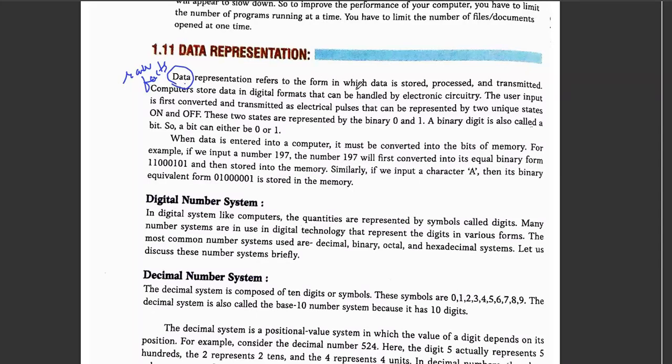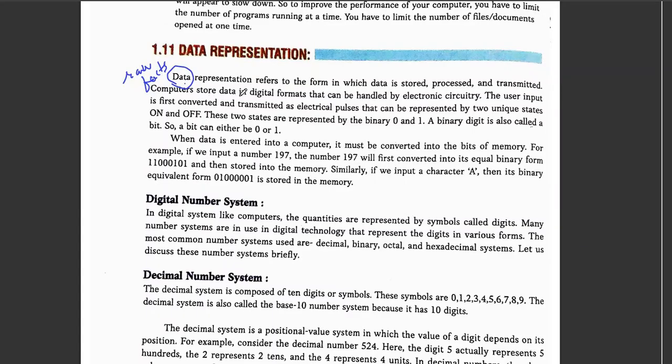Data representation refers to the form in which data is stored, processed, and transmitted in computers, right? Data representation, what does it mean? How data is stored, processed, transmitted. Data representation means how data is stored, how it is processed, and how it is sent from one place to another in a computer. It is called data representation.